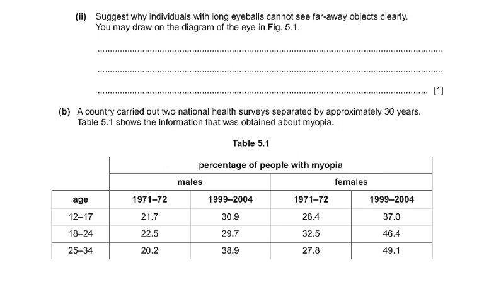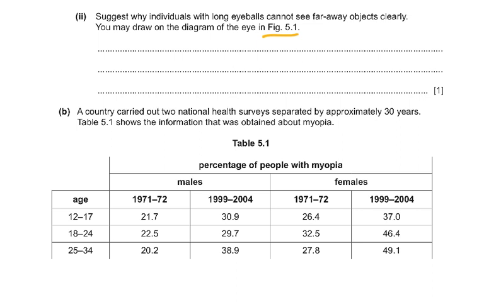Part 2 of the question is, suggest why individuals with long eyeballs cannot see far away objects clearly. You may draw on the diagram of the eye in figure 1.1. Now you've got to understand what would happen. The light rays would refract too much, so they will meet before the retina. So the image will not be formed on the retina, but a little in front of the retina. So you will not be able to see very clearly, and that's why you need glasses for that.